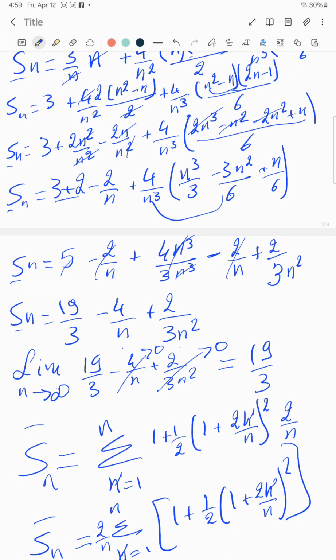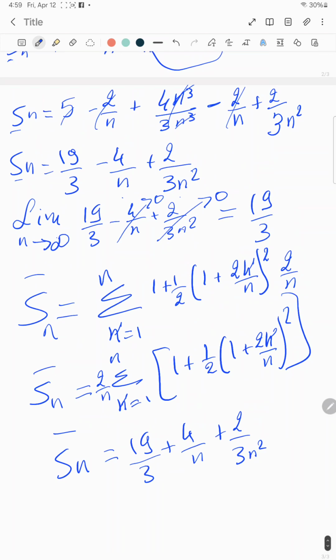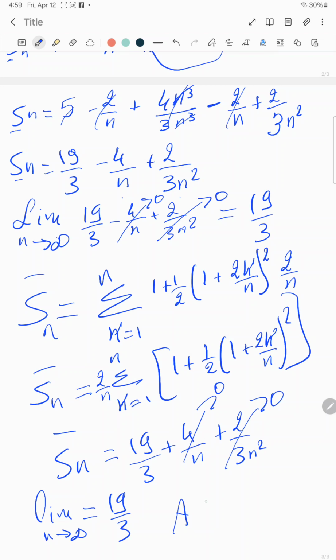What we had before is minus 4 over n. Here it's plus 4 over n. But the limit when n goes to infinity is equal to 19 over 3, because plus 0 or minus 0 does not matter. This is 0 and this is 0, because when you divide by infinity, it's 0. So this way, we know exactly that the area under the curve is equal to 19 over 3.